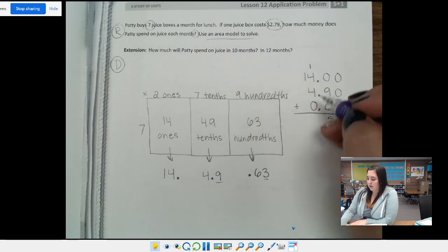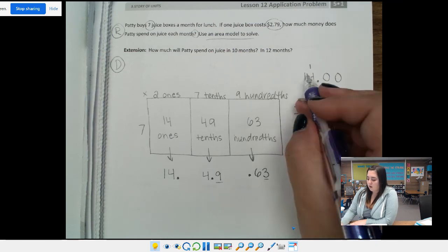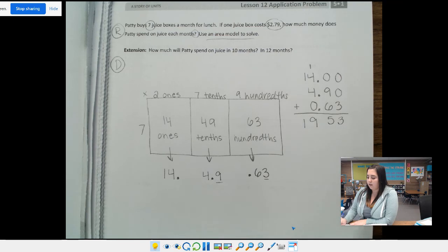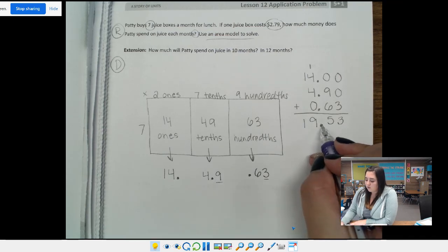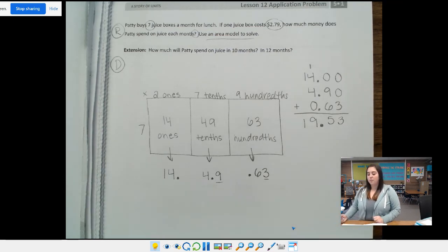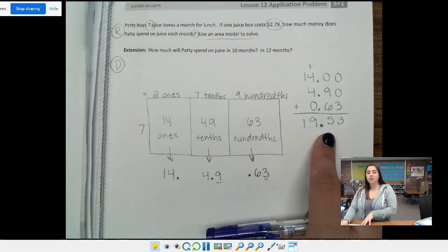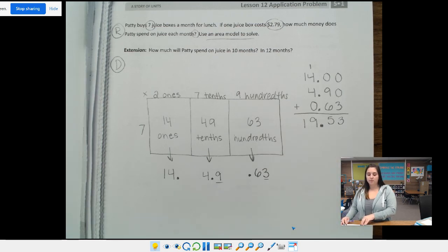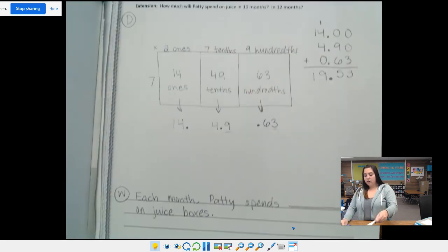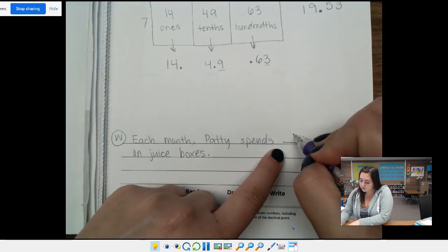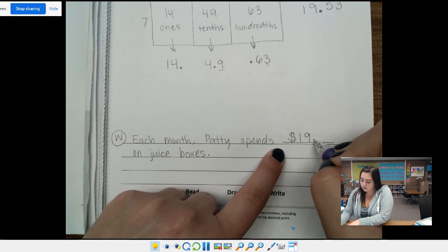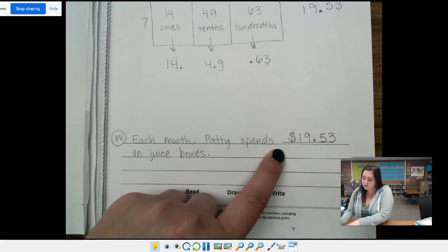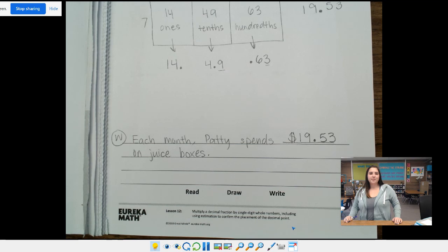1 plus 8 plus 0 is 9. My 1 gets carried down. Don't forget your decimal. If you don't have the decimal there, it is wrong. 1,953 is not the same as $19.53. Without the decimal, those juice boxes are way too expensive. So for answer, each month, Patty spends $19.53 on juice boxes.